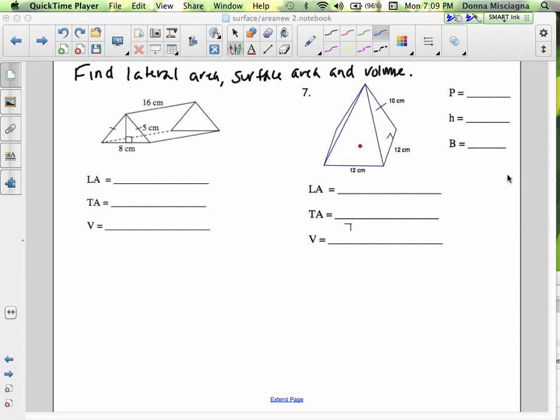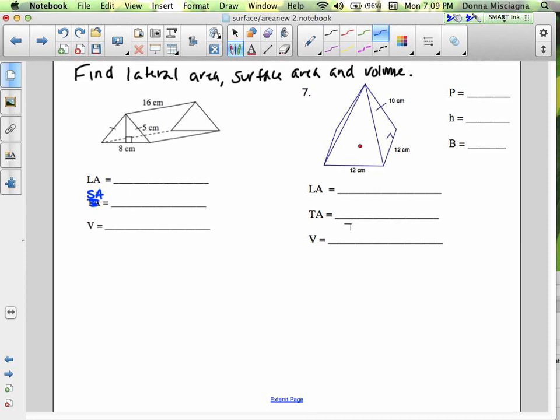So this TA here just means surface area. When I say surface area, I mean all of the surface area. The surface area for a prism, this is a triangular prism, is going to be 2 times the area of the base, because there are 2 of them. We have 2 triangular bases there, and the triangle has to be the base.